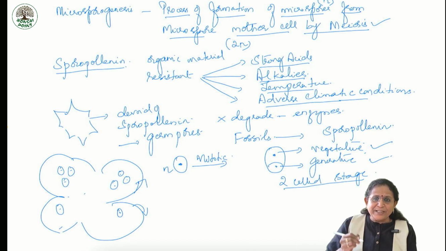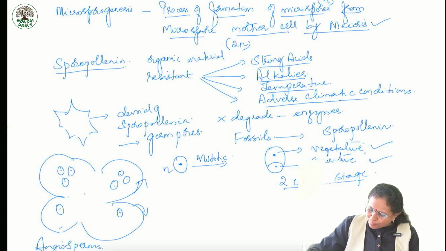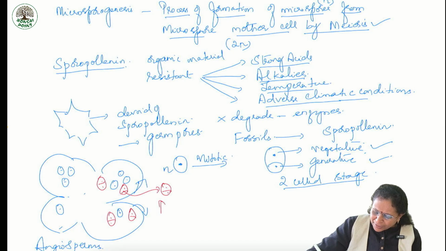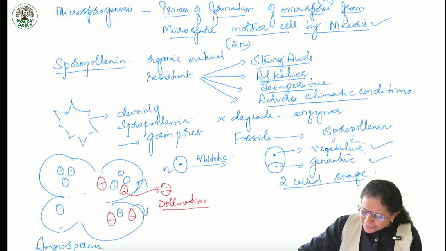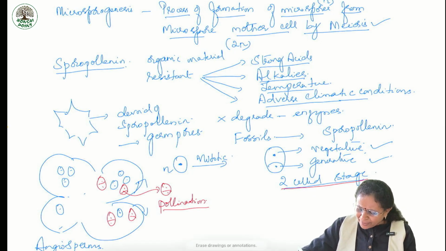So, at maturity in the angiosperms only, what do we see? We see the pollen grains to have been matured into two cell stage structure. So, once it is two cell stage in structure, it is ready for pollination. So, this is a common 1 mark question. What stage of pollen grain is ready for pollination? It is a two cell stage of pollen grain that is ready for pollination. Is it clear? So, two cell stage of pollen grain is ready for pollination.